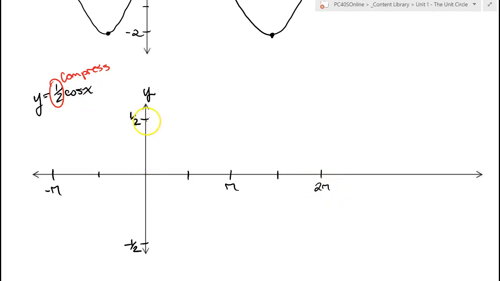Remembering that cosine starts at 1, goes to 0, -1, and again, my period is not affected by the change in amplitude. So I still know that I should end up in the exact same spot when I end up back at 2 pi. And from here, I can fill in my curve.